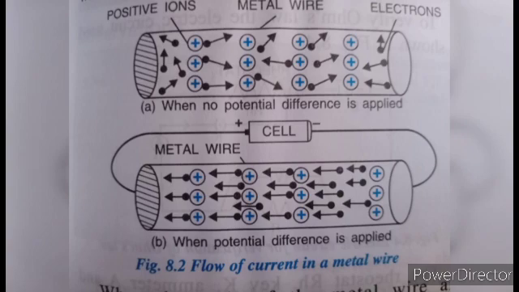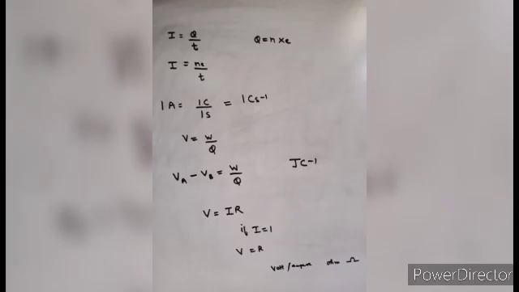their speed decreases. After collision, they are again accelerated towards the positive potential due to the existing potential difference, so their speed again increases, and then in collision with the positive ions their speed decreases. This process continues. As a result, the electrons do not move in bulk with a continuously increasing speed, but there is a drift of electrons towards the positive terminal. Thus a metal wire offers some resistance to the flow of electrons through it.